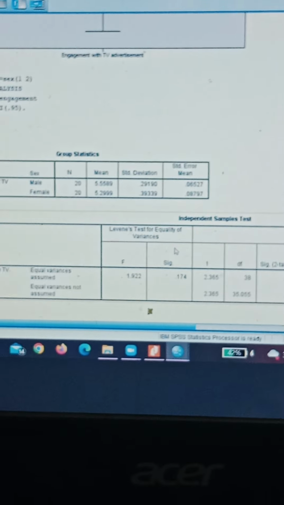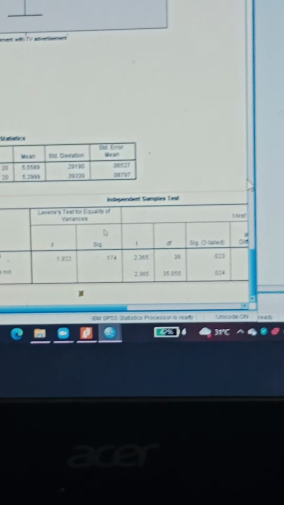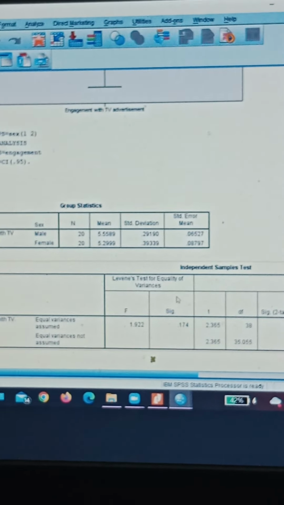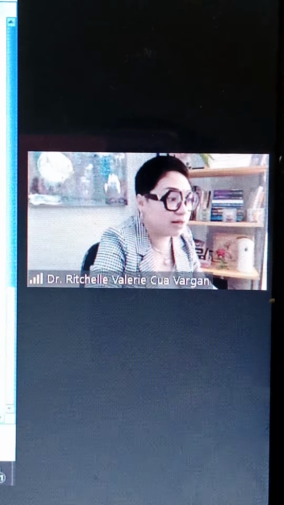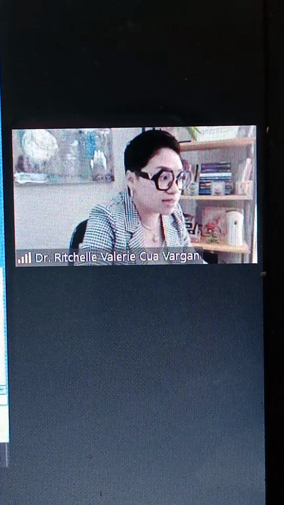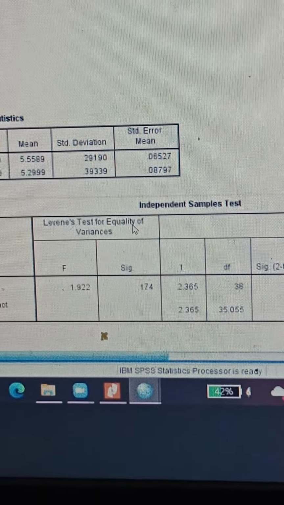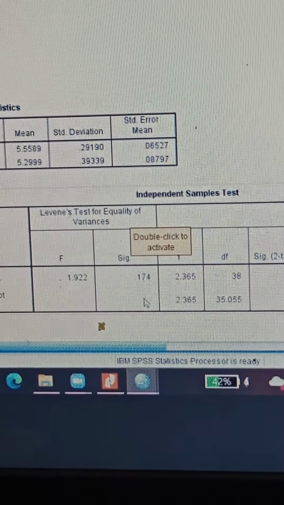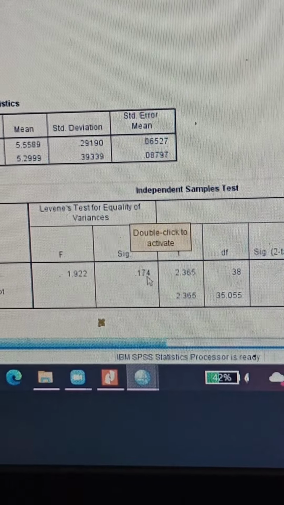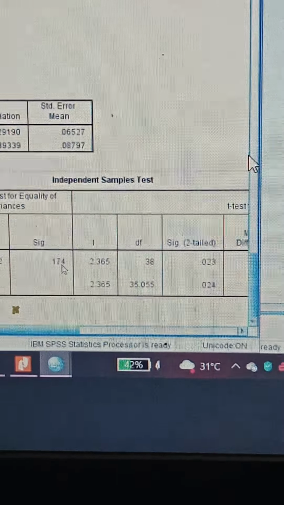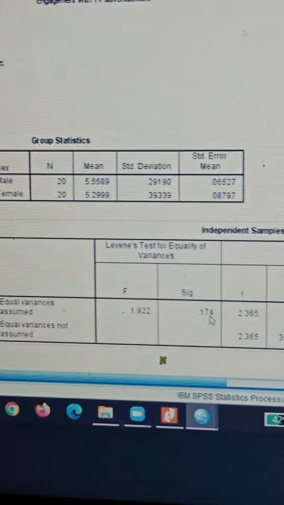We look at this one here, the Levene's test for equality of variance. When you say homogeneity of variance, homogeneity comes from the word homogeneous, meaning equal or the same, right? So we look at this part of the table, the Levene's test for equality of variances. Equality meaning homogeneity. So we want the test to be not significant. Not significant meaning our data passes the homogeneity of variance test.